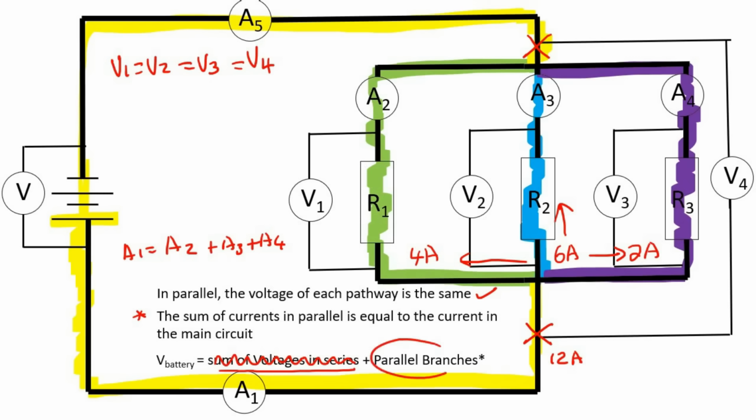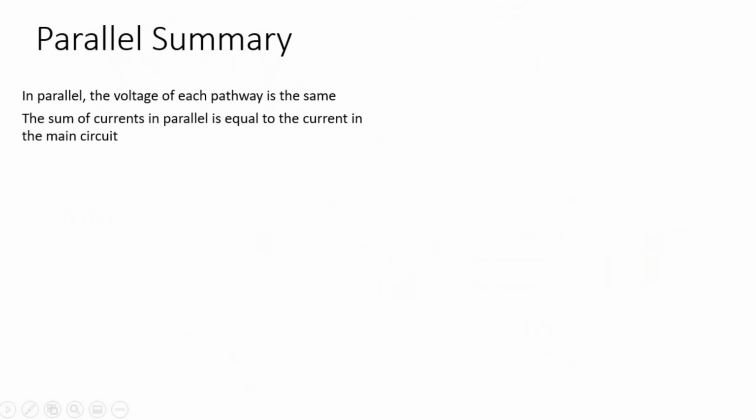Plus all of the parallel branches. But now for these parallel branches, you only choose one of these. You don't choose all of them, you just choose one of them. So you could say that the battery's voltage then will be the same as V1, or you could say V2, or you could say V3, or you could say V4. Okay, so in parallel, we could say the following, that the voltage of each pathway is the same, and the sum of currents in parallel is equal to the current in the main circuit. What that means, this part over here, is that if you have, for example, 5 amps, and then if 2 amps goes this way, well then 3 amps has to go the other way.